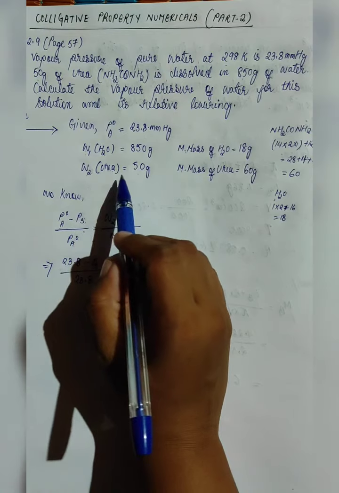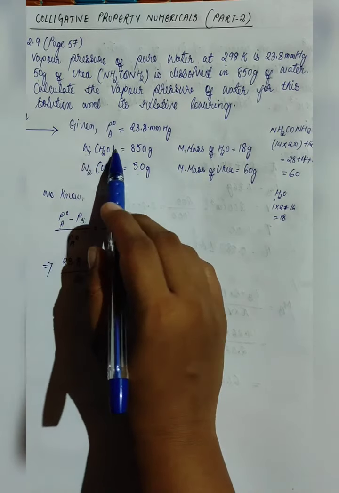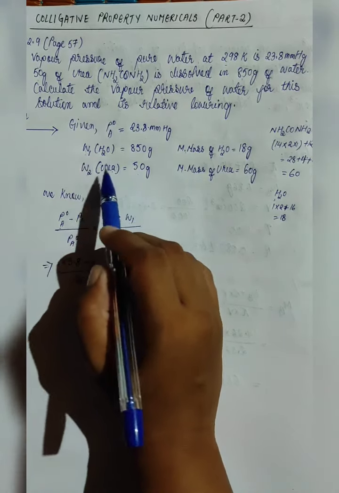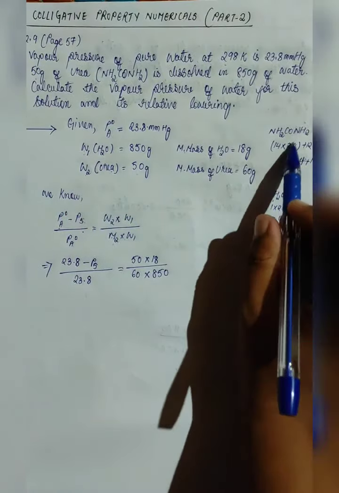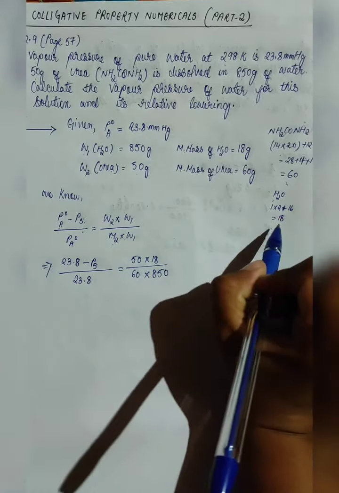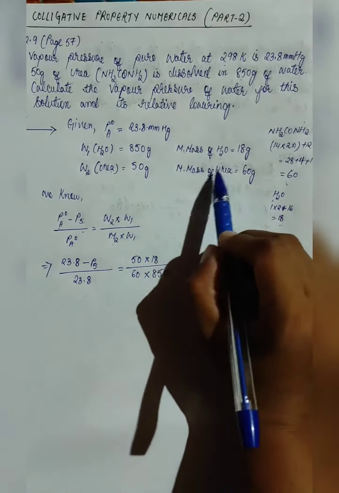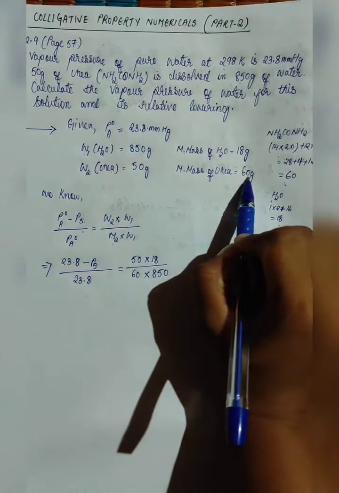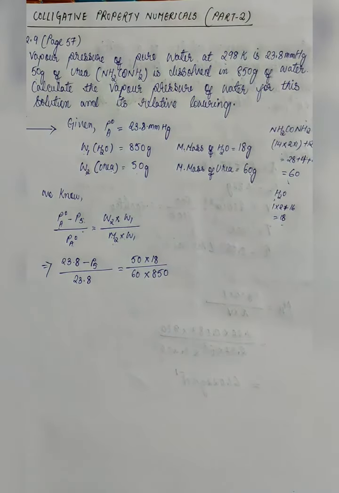Now our next motive is to find out the molecular mass of water and molecular mass of urea. We already know very well how to calculate the molecular mass. So molecular mass of water we got as 18 and molecular mass of urea we got as 60. Now we will write down the formula for relative lowering in vapor pressure because the question is clearly mentioning that it is a relative lowering in vapor pressure numerical.